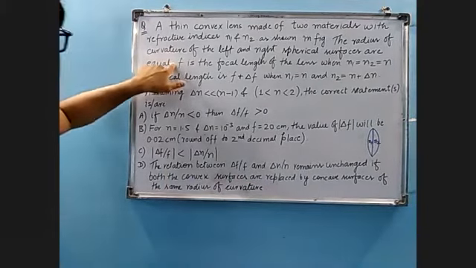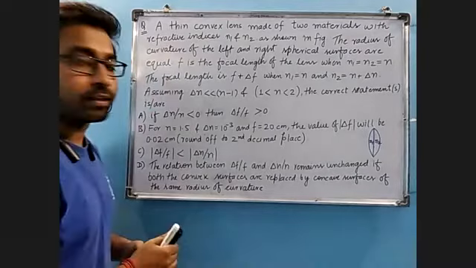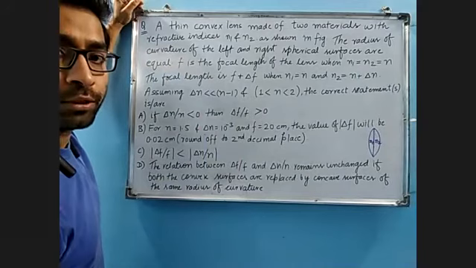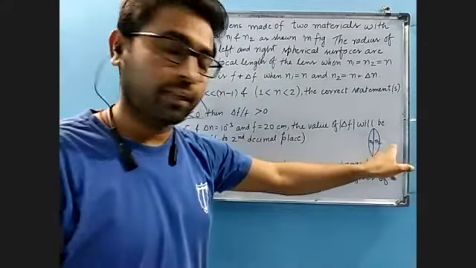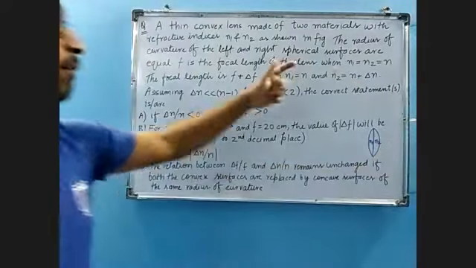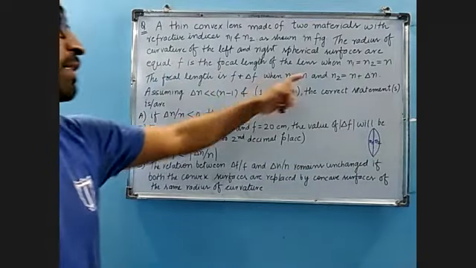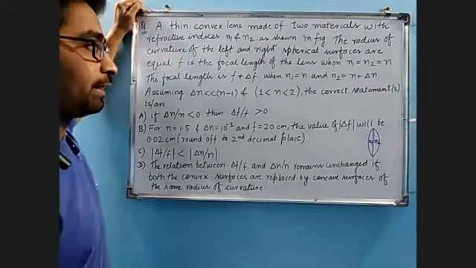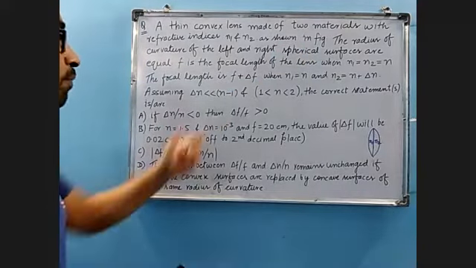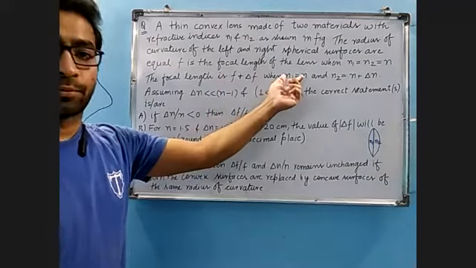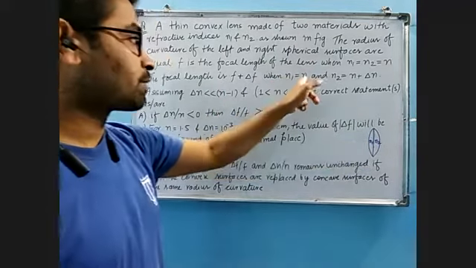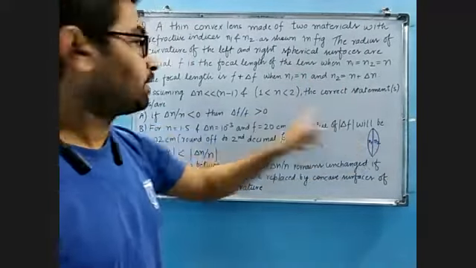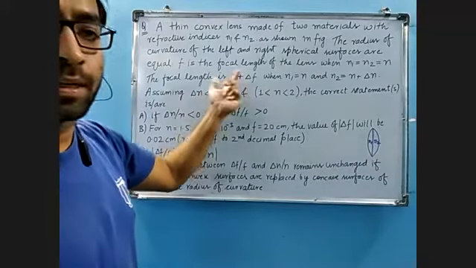Now here the statement of the question begins. F is the focal length of the lens when N1 is equal to N2 is equal to N. So the focal length of the lens at that time is F. Now the focal length is F plus delta F when N1 is replaced by N and N2 is replaced by N plus delta N.